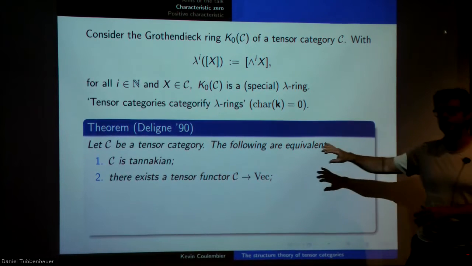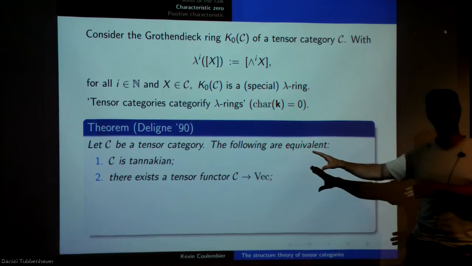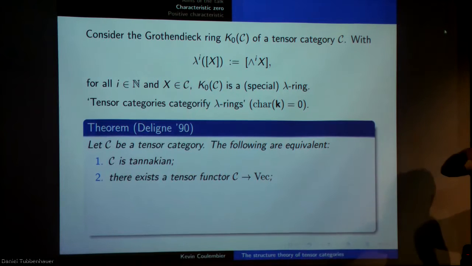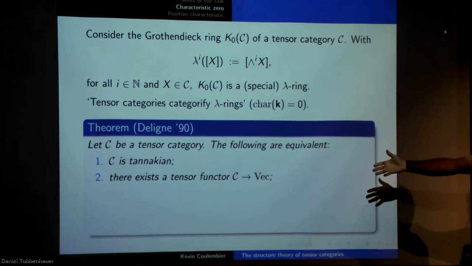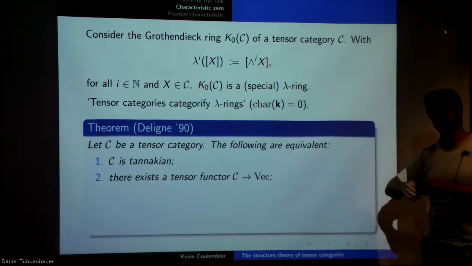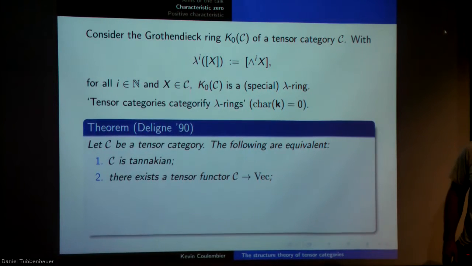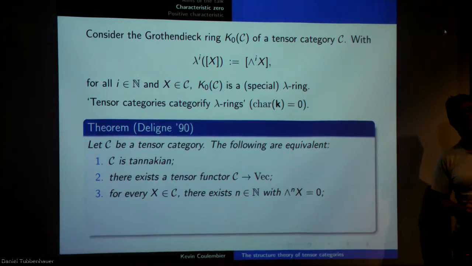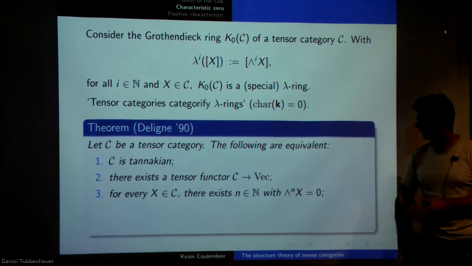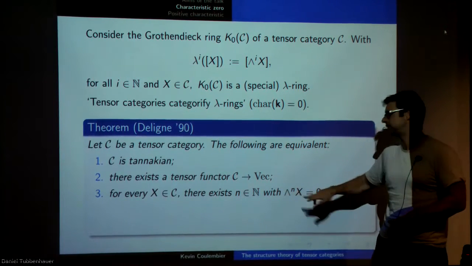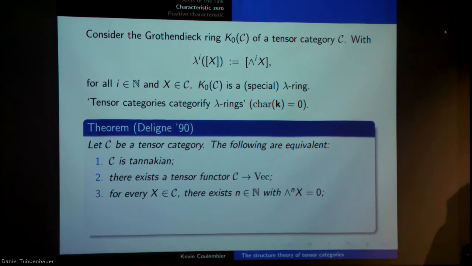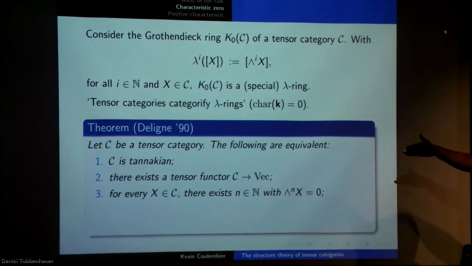So these are kind of extrinsic characterizations. Tannakian means there's an equivalence with some representation category. This means that there is some functor to another category, so they're kind of extrinsic characterizations, but you can do it intrinsically. So as soon as you have the property that for every object there is some exterior power which vanishes, your category must be Tannakian. So one direction is obvious, the other direction is difficult.